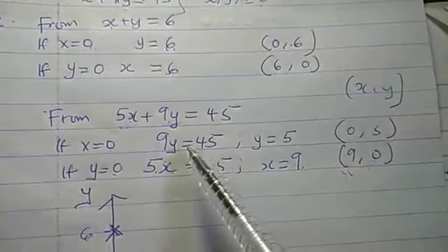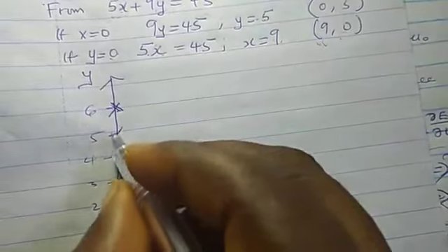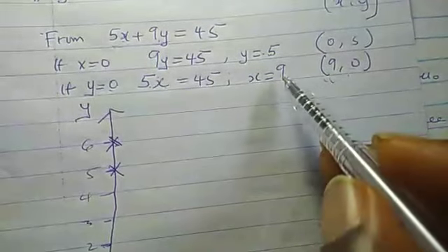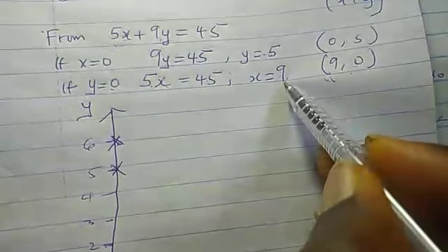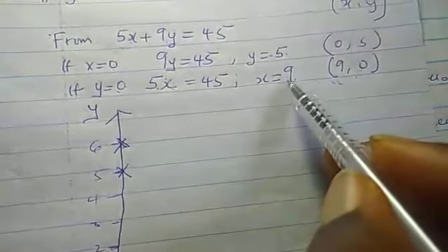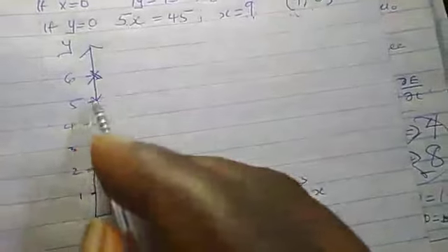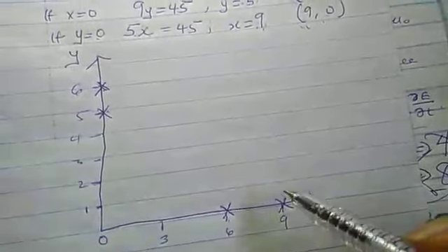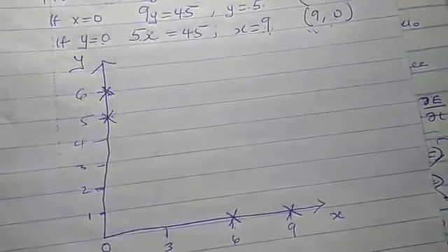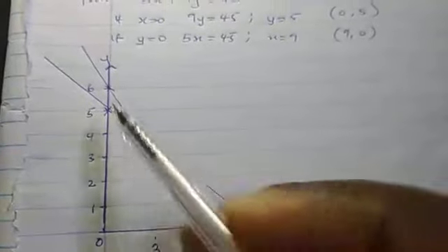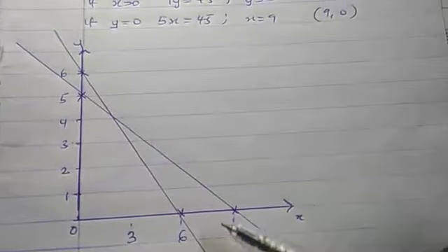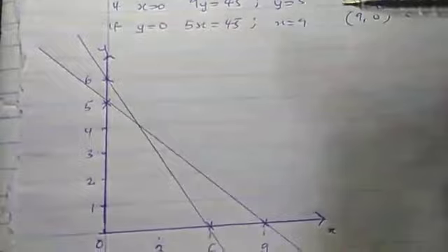Also, I'll come to this one. This one says y is 5. So this is y is 5, and it says x is 9. Y is 5, x is 9. I will come to this place. So I will join these two together too. So let me get a straight edge to do it. This is it. So I've joined it. So anytime you want to draw the diagram, make sure.